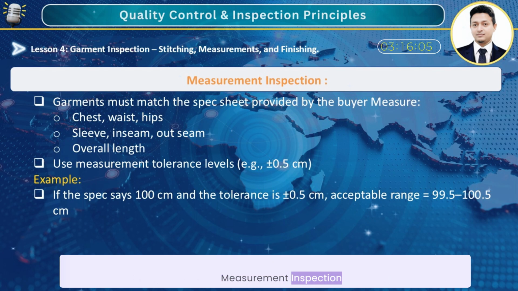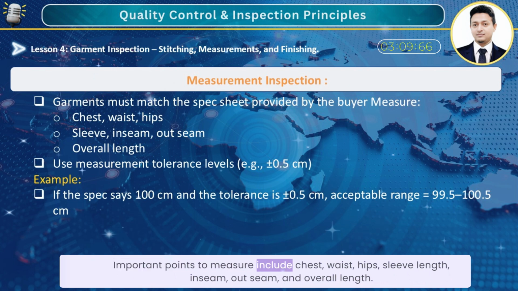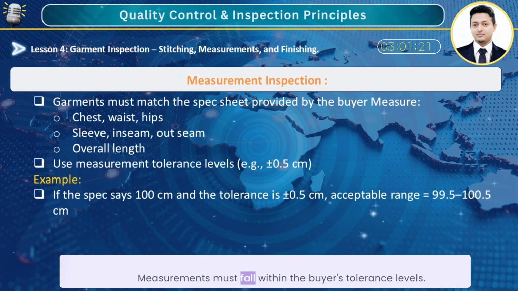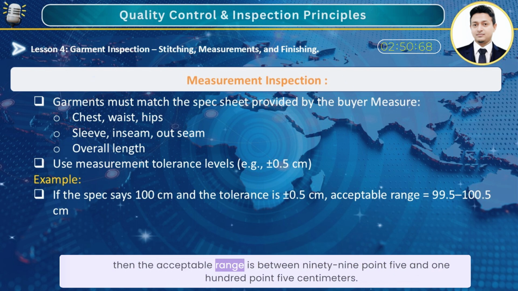Measurement inspection. Garments must always match the buyer's specification sheet. Important points to measure include chest, waist, hips, sleeve length, inseam, outseam, and overall length. Measurements must fall within the buyer's tolerance levels. For example, if the spec is 100 centimeters with a tolerance of plus or minus 0.5, then the acceptable range is between 99.5 and 100.5 centimeters.